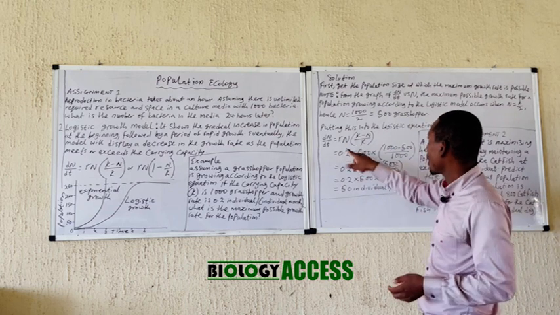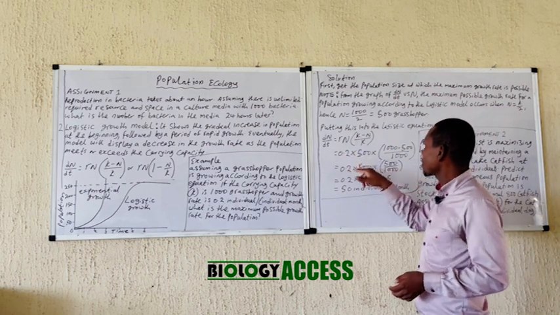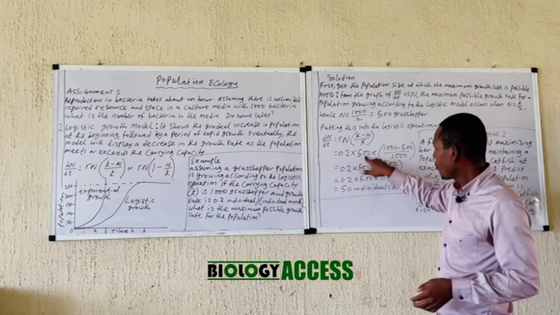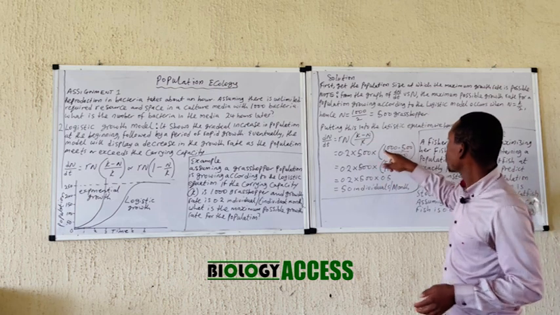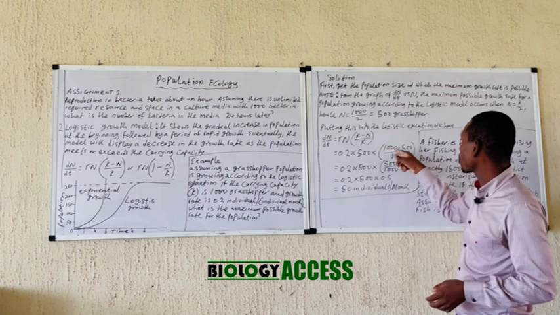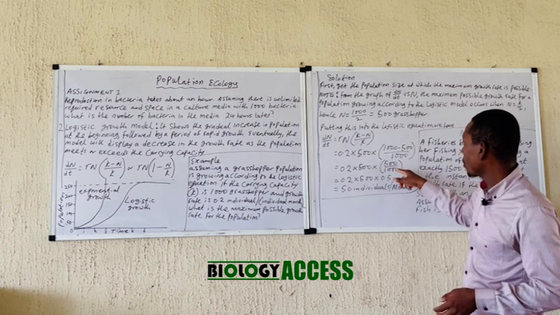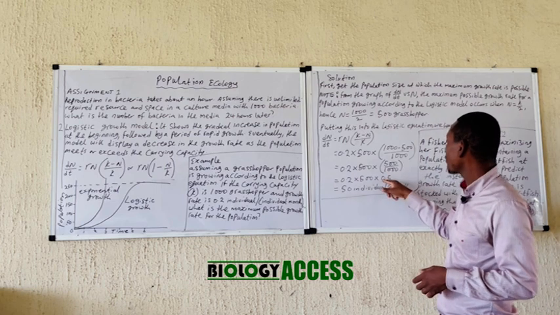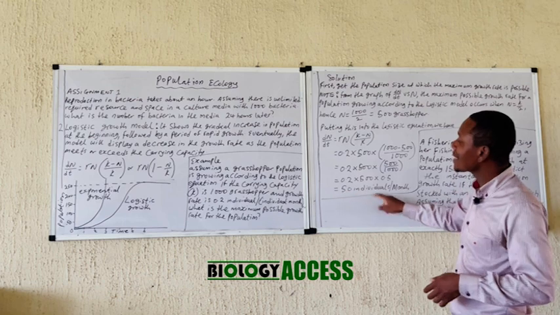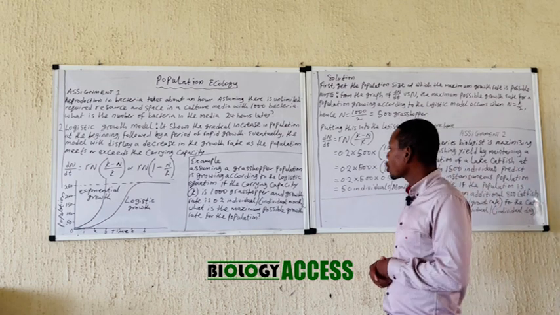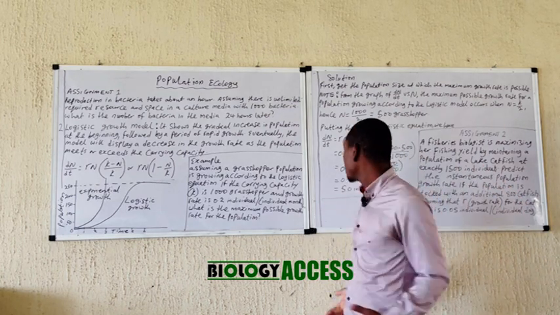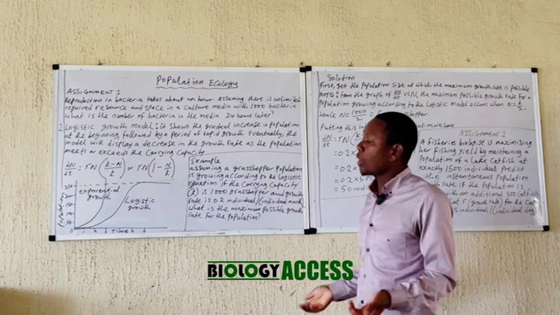This is the equation as usual. r is 0.2 times N, which is 500. K is 1,000 minus N, which is 500, all over 1,000. So if you subtract this, you have 500 over 1,000. Now, if you divide this, you have 0.5. So now we have 0.2 times 500 times this. And this is actually the maximum possible growth rate for the population. So that means in a month, the maximum that can be added is actually 50 individuals.